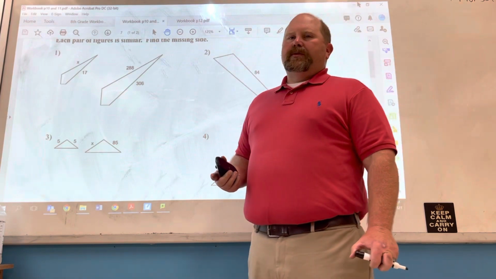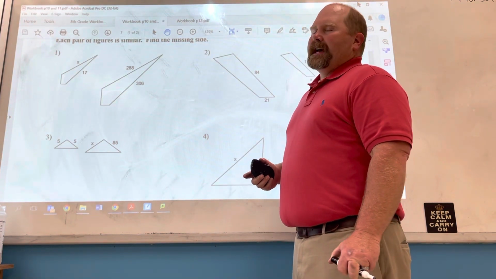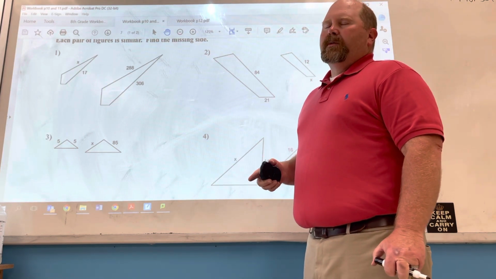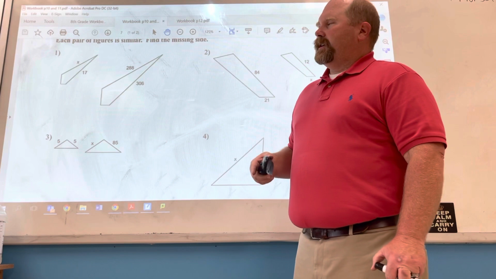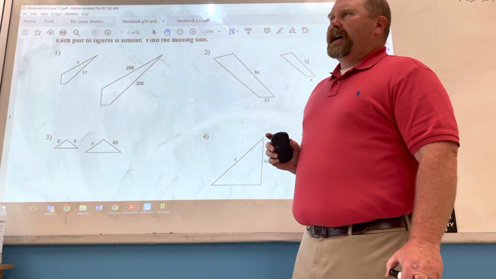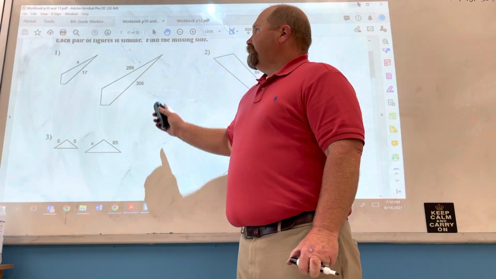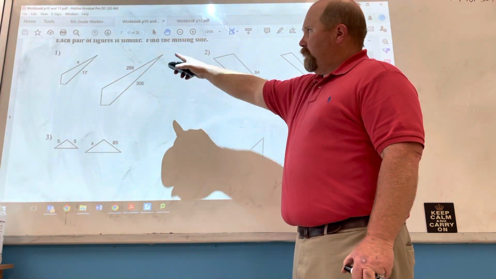Two things have to be true about them. Their corresponding angles have to be congruent, and we'll talk more about what that means later. And their sides have to be proportional. And again, we'll talk more about that when we get to page 11, which will be the back of the handout. All right, so each pair of figures you see here are similar. We already know that. We're told they're similar.